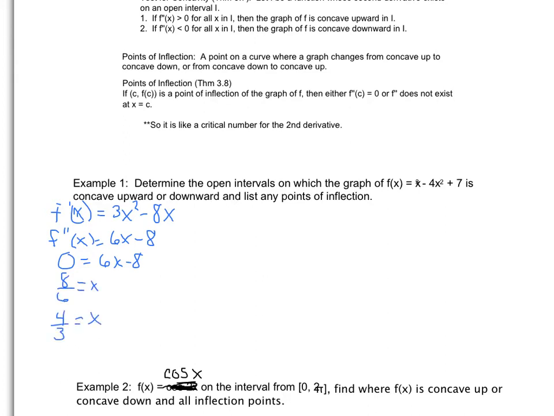So again, I'm going to set up intervals, and I'm going to go from negative infinity up to 4/3, and from 4/3 up to positive infinity. Again, I'll pick a test point.